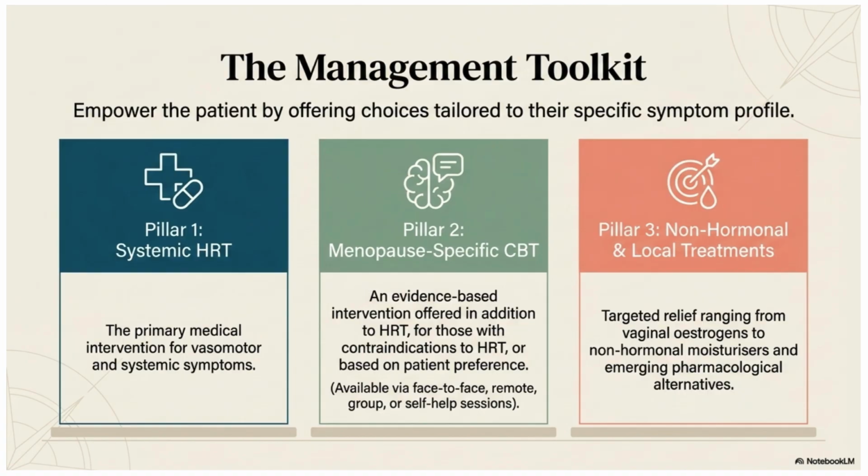The second is menopause specific cognitive behavioral therapy or CBT. CBT does not suggest that the symptoms are imaginary. It helps patients modify thoughts, behavior, and physiological responses that can amplify flushes, poor sleep, and emotional distress. The third pillar includes local and non hormonal treatments. Examples include vaginal estrogen, moisturizers, lubricants, and selected non hormonal medicines.